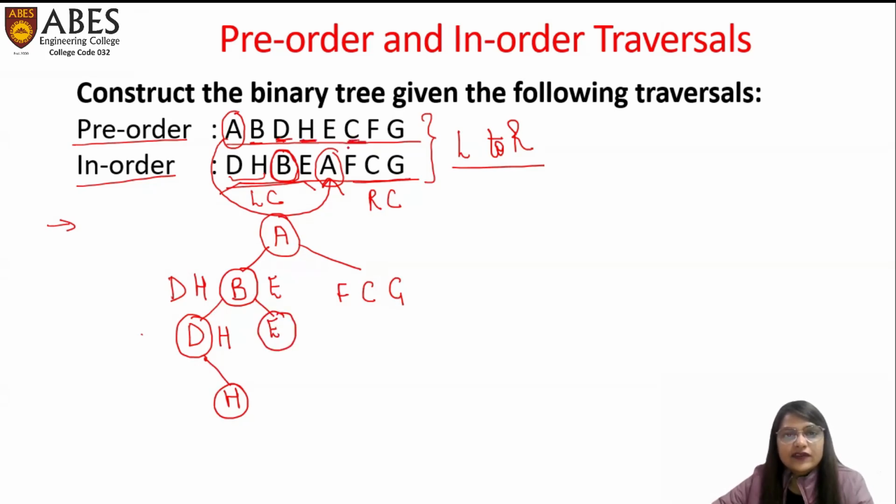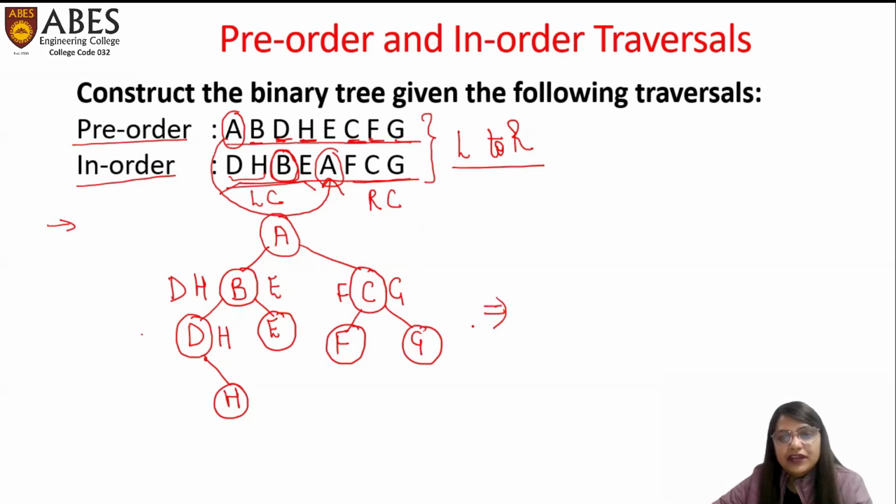Then next sequence is C. So we have to take into consideration C as a node, and F will go to the left and G will go to the right of this. Okay, next node is F. So we have to take this into consideration, and the last node is G.